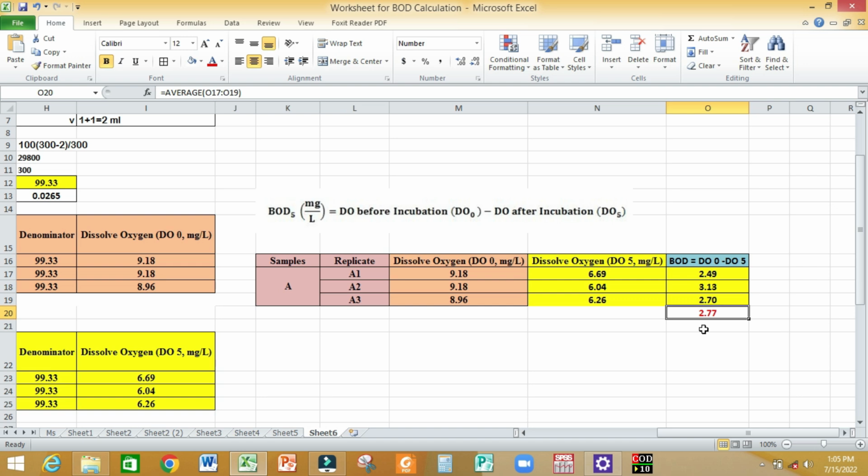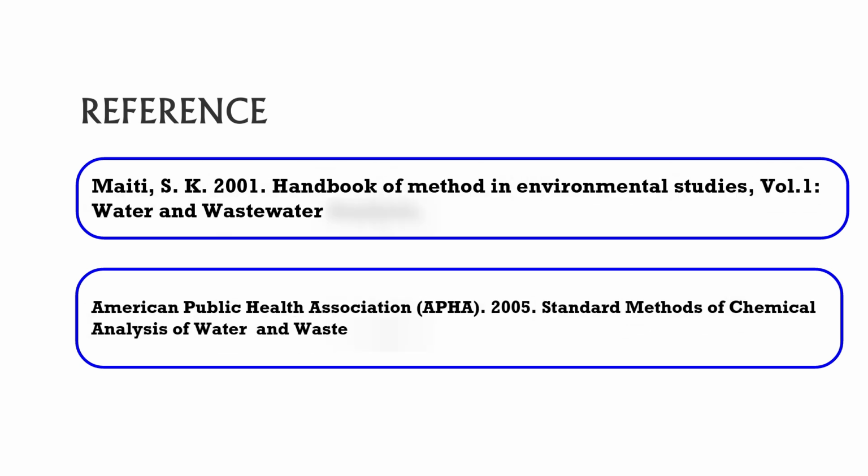So with this, we can conclude that the BOD content of the water samples collected from the lake is very low, indicating that the water has minimal organic pollution. So this is the step-by-step procedure for calculation of biochemical oxygen demand in any water samples. So with this, we have come to an end of this video. And for your information, this video is based on the procedures prescribed in the standard book for water analysis.